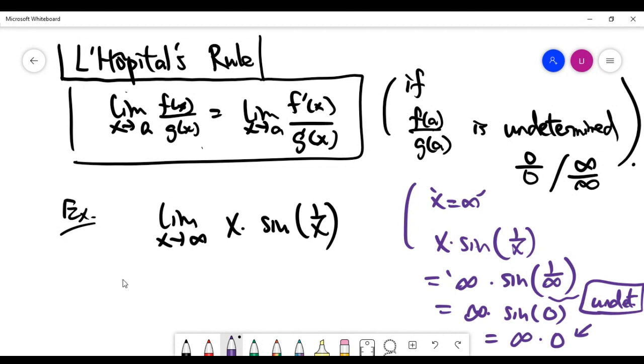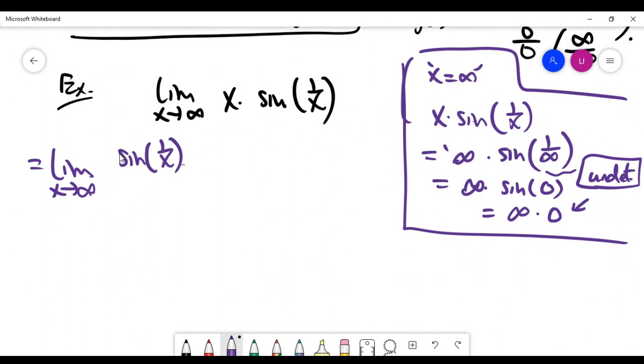We have to rely on L'Hopital's rule, so we have to find a way to do it by making the product look like a quotient first. Instead of looking at the function as a product of two things, we can keep the sine of 1 over x at the top unchanged and move the x to the denominator, so we have to invert it. Instead of multiplying by x, we divide the sine function by 1 over x, and now you see it's a quotient, and it is still undetermined.